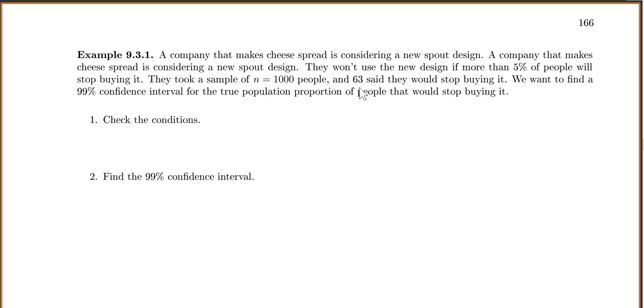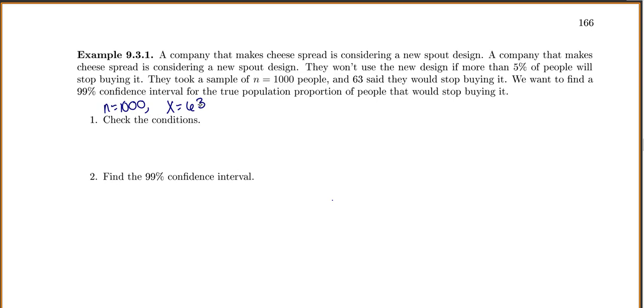Let's try it then. A company who makes cheese spread is considering a new spout design. They won't use the new design if more than 5% of the people will stop buying it. So they took a sample of n equals 1,000. Okay, and 63 said they stopped buying it. So x is going to be 63.